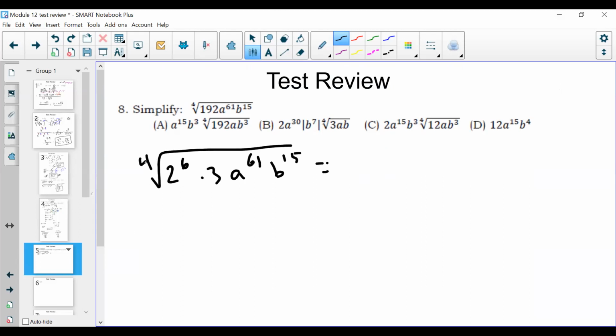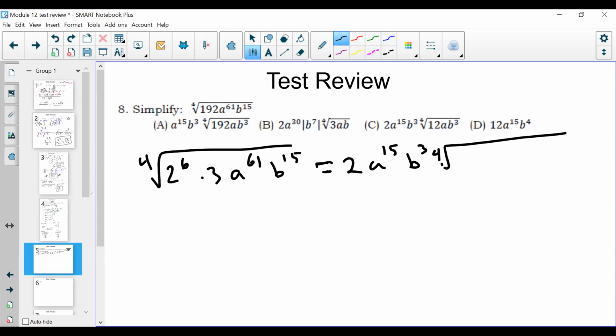So I have the 4th root here, and I have 2 to the 6th. What this becomes is I can take out one group of 4 out of these 6 2s. I can't take out any 3s here. I have 61 A's, so I can take out 15 groups of 4 A's. And out of these 15 B's, I can take out 3 groups of B's. And now I'm going to determine how many I have left over.